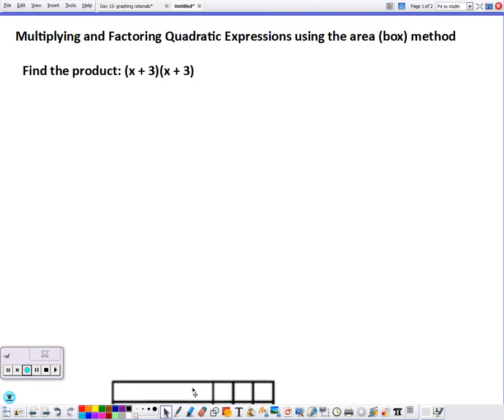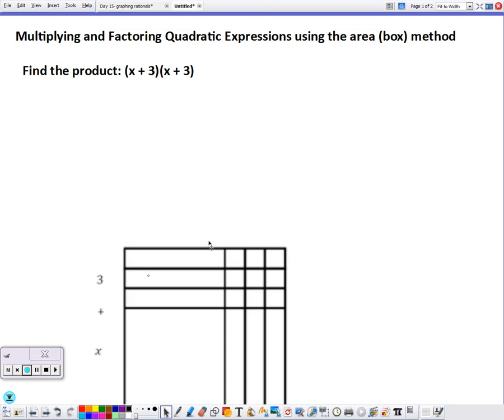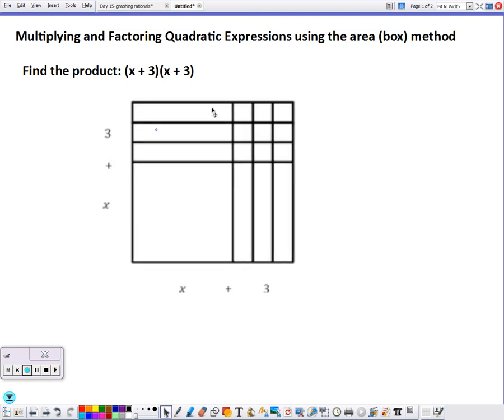So if I wanted to find the product of x plus 3 times x plus 3, I could start with a diagram like this, where this length here is x, and then plus 1, 2, 3. And then this length is x plus 1, 2, 3. So again, this is x, and then we've got 1, 1, 1, and another x, and 1, 1, 1.